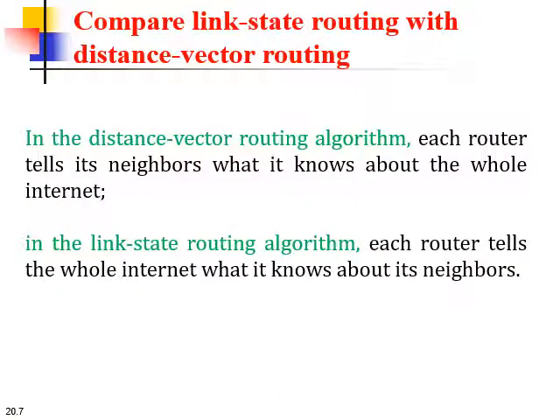Let us compare link state routing with distance vector. What is the difference? In the distance vector routing algorithm, each router tells its neighbors what it knows about the whole internet. Whereas in the link state routing algorithm, each router tells the whole internet what it knows about its neighbors. That is the major difference between them.